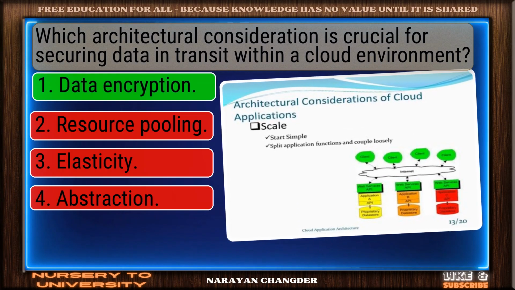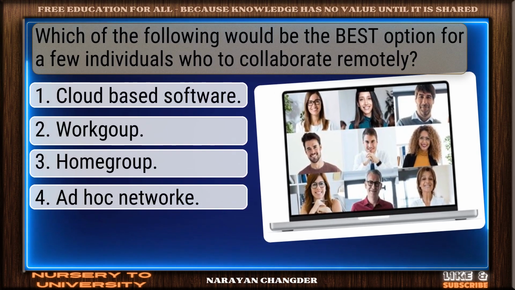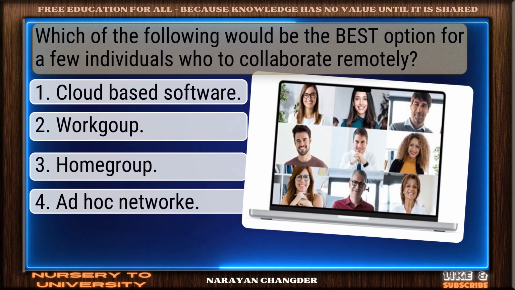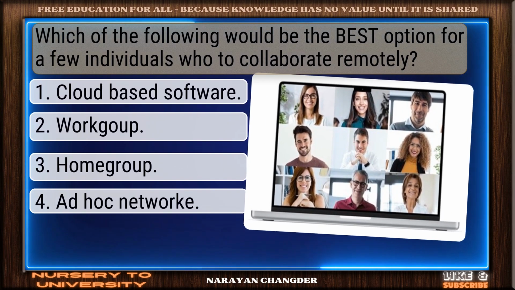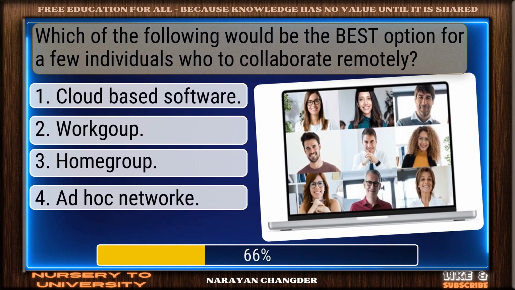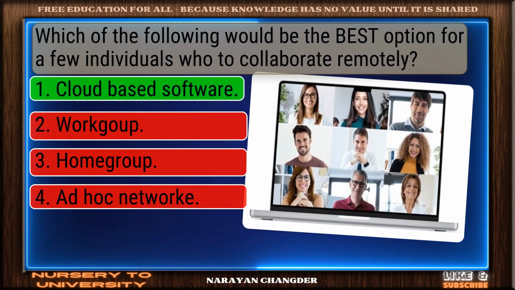You chose data encryption, and it is correct. Question number 29. Which of the following would be the best option for a few individuals to collaborate remotely? Great job. Cloud-based software is the accurate answer.